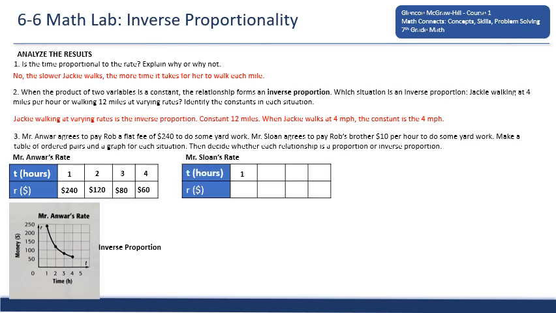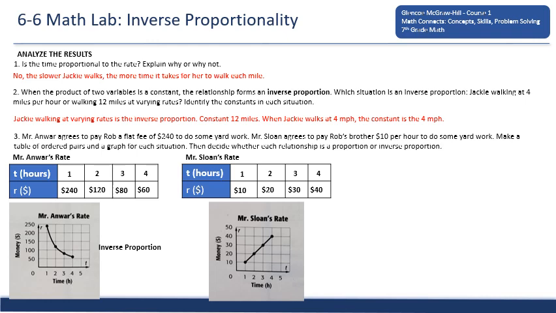If we look at Mr. Sloan's rate, in 1 hour he'd make $10. In 2 hours he'd make $20. 3 hours he'd make $30. 4 hours he'd make $40. And Mr. Sloan's rate, the more hours he works, the more money he makes. So that is a proportion.